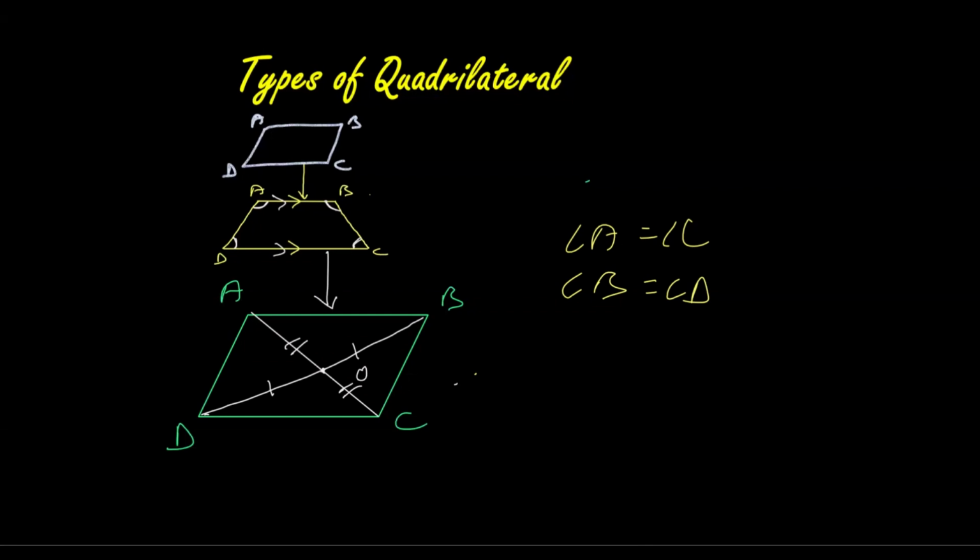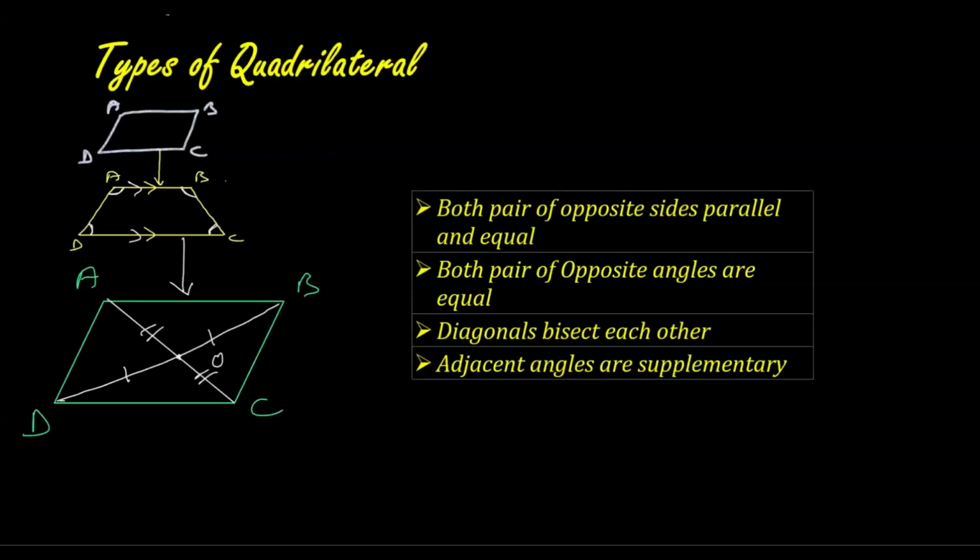So let's sum up here. Opposite sides are parallel and opposite sides are equal. How can we forget? AB is also equal to CD and AD is equal to BC, right? So these are the characteristics. If I write down all the characteristics of parallelogram, these are the properties here. Both pairs of opposite sides are parallel and they are equal also. That is AB equals CD and AB parallel CD.